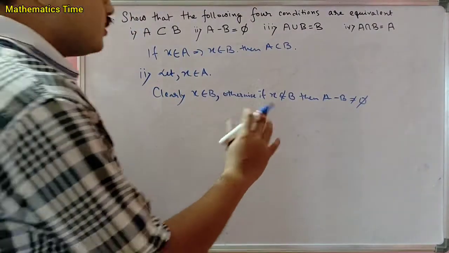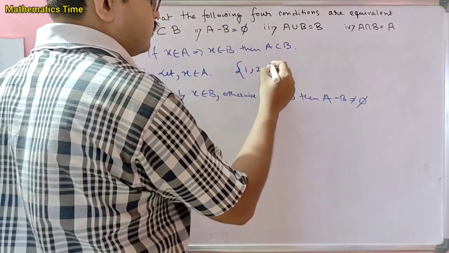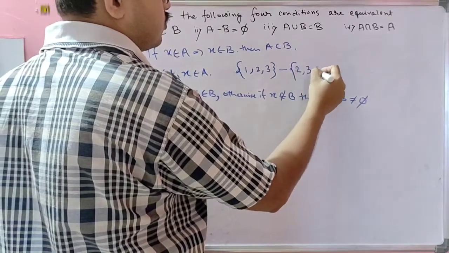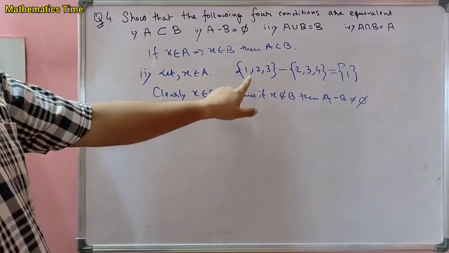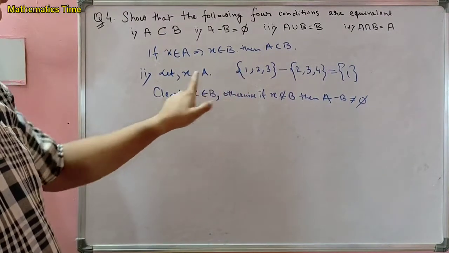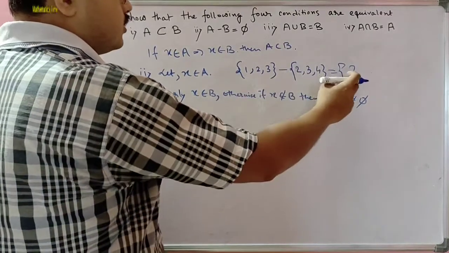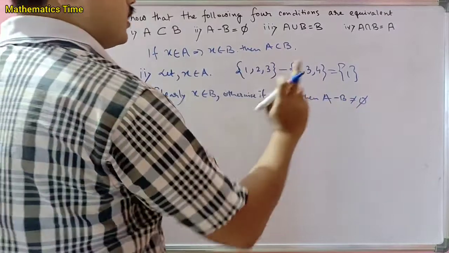Let us simply take an example. Suppose A is the set {1, 2, 3}. We are subtracting from B, that is {2, 3, 4}. The result will be the singleton set {1}. Why? There exists an element 1 in the set A which does not belong to B. If 1 does not belong to B, then the subtraction result will not be the null set.